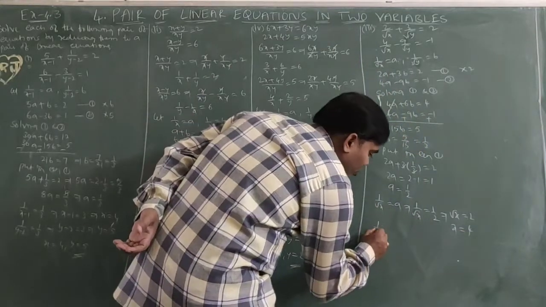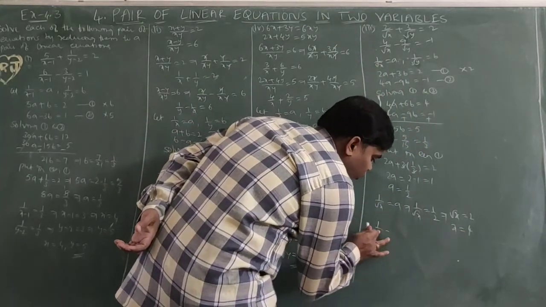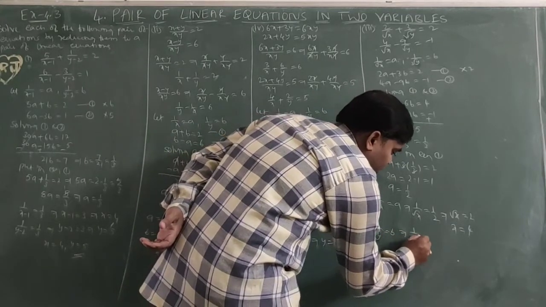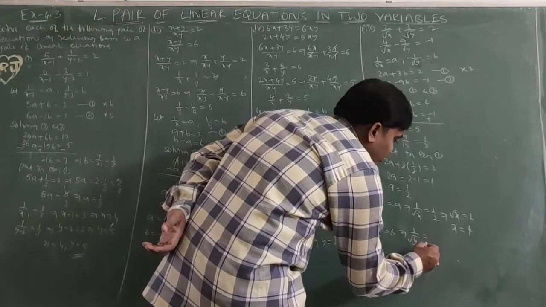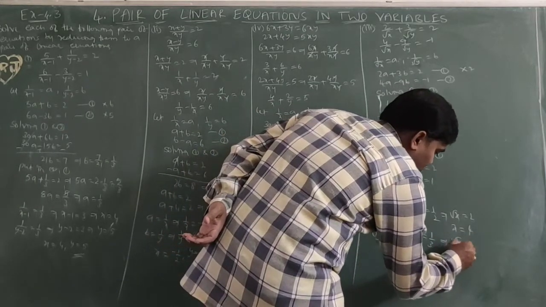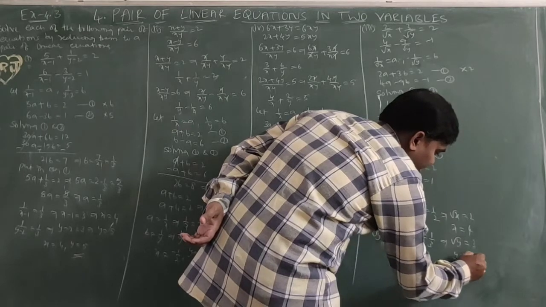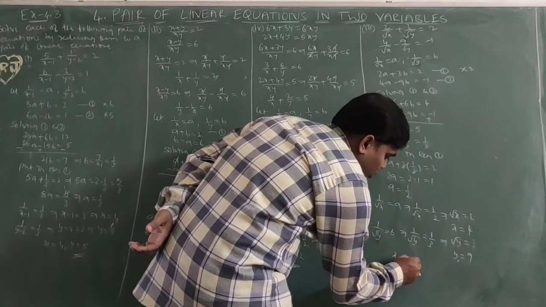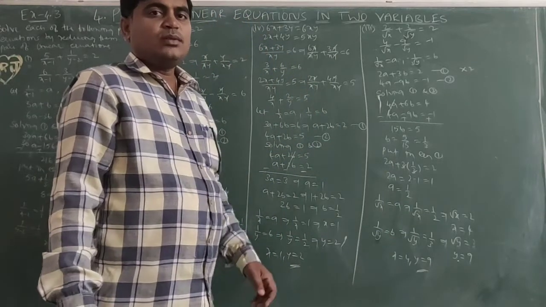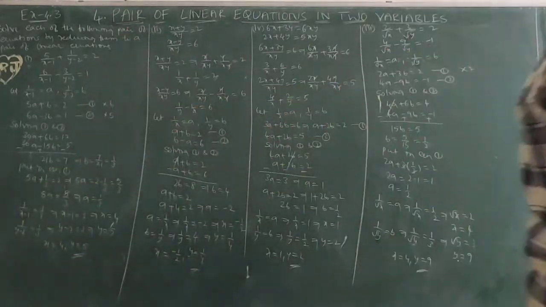Now 1 by root y equal to b. The b value is 1 by 3, so root y equal to 3, y equals 9. So x equal to 4, y equal to 9. This is the required solution. Okay, next question.